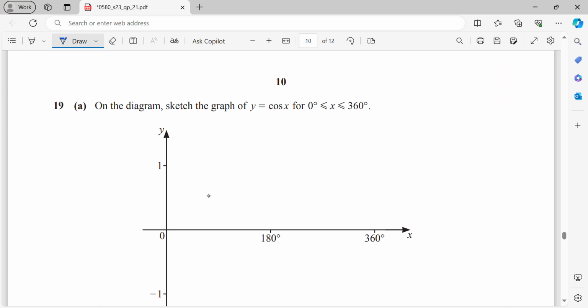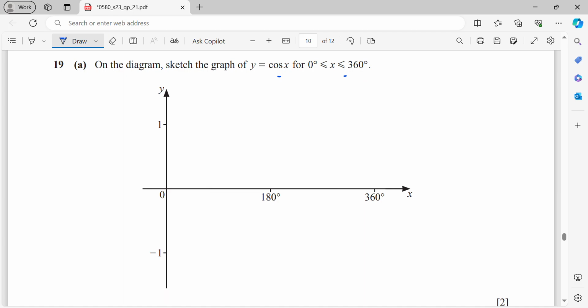So for question 19 on the graph, sketch the graph y equals cos x, x from 0 to 360 degrees inclusive. When x equals 0, cos 0 is 1. When x equals 180, cos 180 is minus 1. And same goes to 360, it will be 1 as well. So I know that it will be 90 here, and 270 degrees here. So it will be touching the x-axis. So from here, you just join the points.